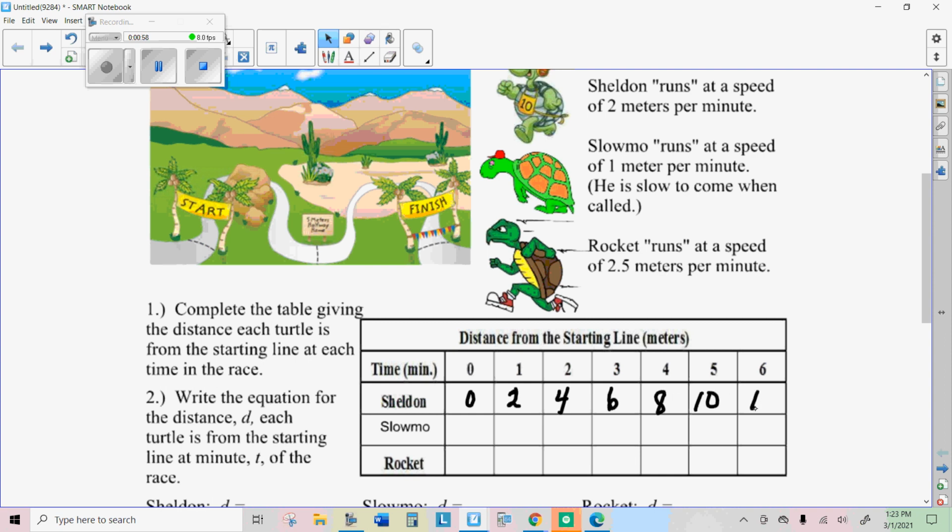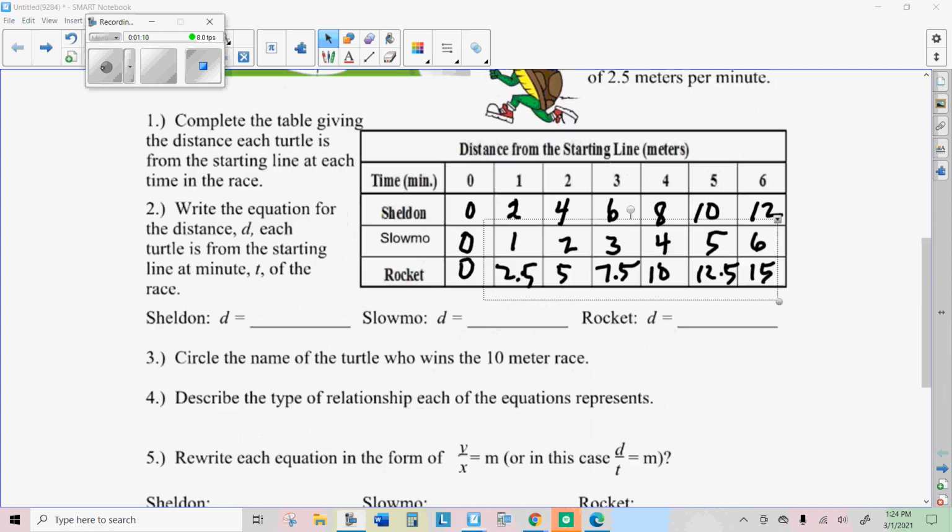All right, so why don't you fill in the other 2 turtles? Slow-mo runs 1 meter per minute. Remember, they're all starting at the starting line, so at 0, they'll be 0. These will be proportional relationships. Okay, so hopefully you filled those in correctly. If not, go ahead and erase them and fix them.